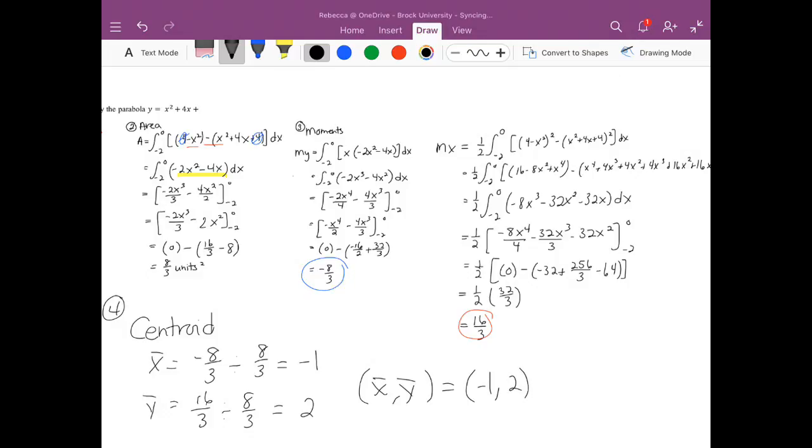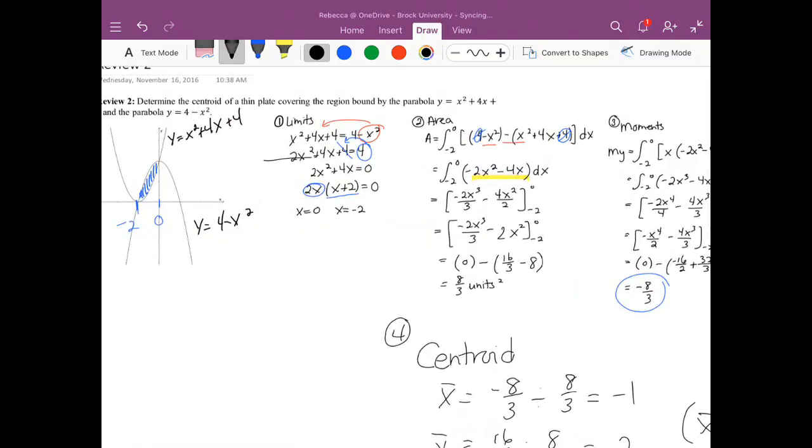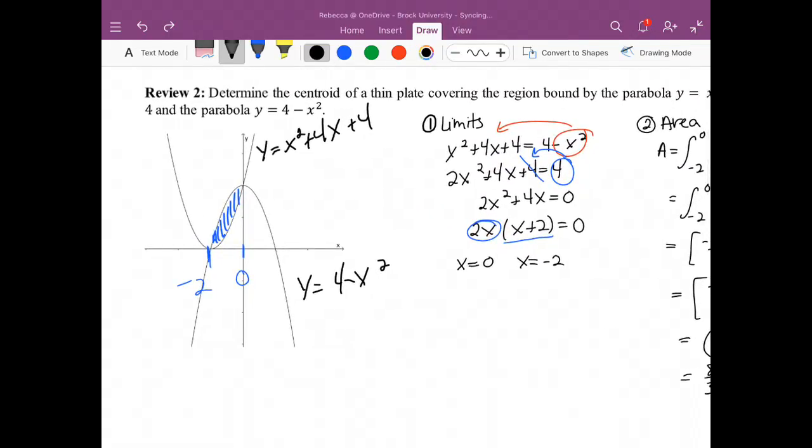And I'm going to go back to my graph, make sure that makes sense. So that would put my point, negative 1 there, 2 is there, so it's going to put your point right there, which makes sense. Because again, because it's just a thin plate on a graph, it's going to have uniform mass. So the middle point of that shape makes sense that would be our centroid right in the center. So that's a good check to do to make sure that your answer is correct.